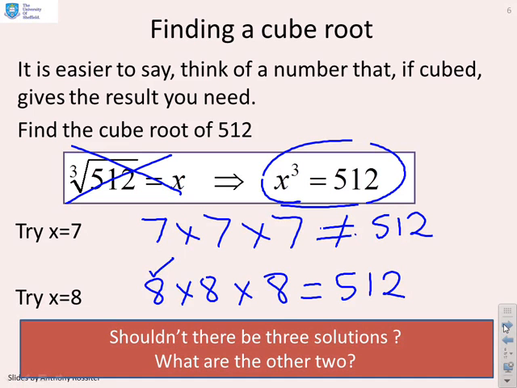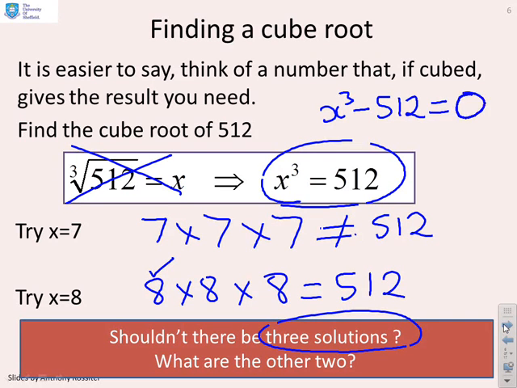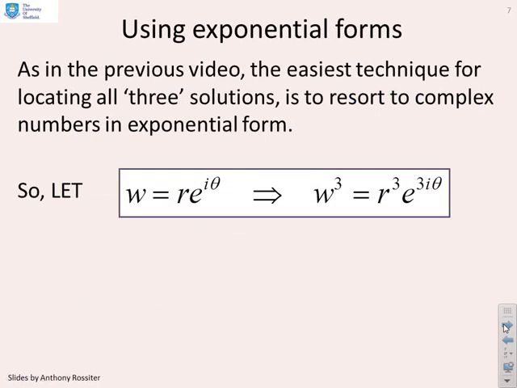However, here's the interesting thing. Shouldn't there be 3 solutions? I've asked for a cube root, and I've got this feeling there should be 3 solutions. And indeed, you can see that because equivalently, I could have written this problem as x cubed minus 512 equals 0. So it's a cubic polynomial, and we know that cubic polynomials have 3 roots. So where are the other 2 roots, and how am I going to find them?